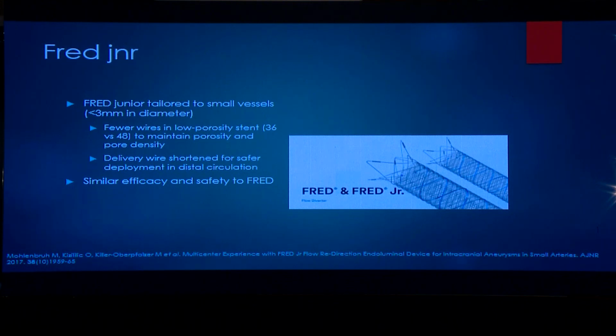And what MicroVention have done with FRED Junior is they've reduced the number of wires in the inner flow diverting segment to maintain the porosity, the metal surface area coverage, and the pore density in the smaller diameters, but they've also modified the delivery system with a shorter wire to decrease the probability of wire trauma in peripheral circulations. And again, it's had published success rates not dissimilar to its bigger brother, for example, in that study in 2017 by Molenbroek.